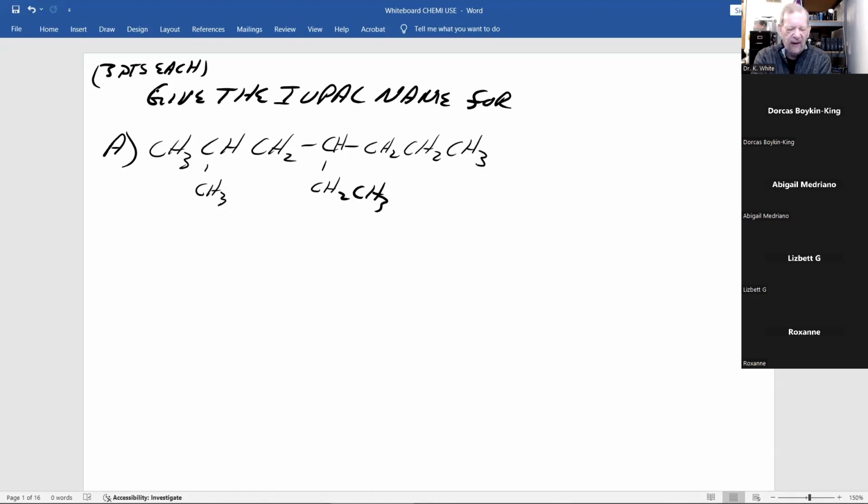Well, how do you do that? You have to find what is the longest continuous chain in this molecule. And if you've watched the videos, you've seen me do that. I could start from here, 1, 2, 3, 4, 5, 6, 7. That's one chain. 1, 2, 3, 4, 5. That's another chain.